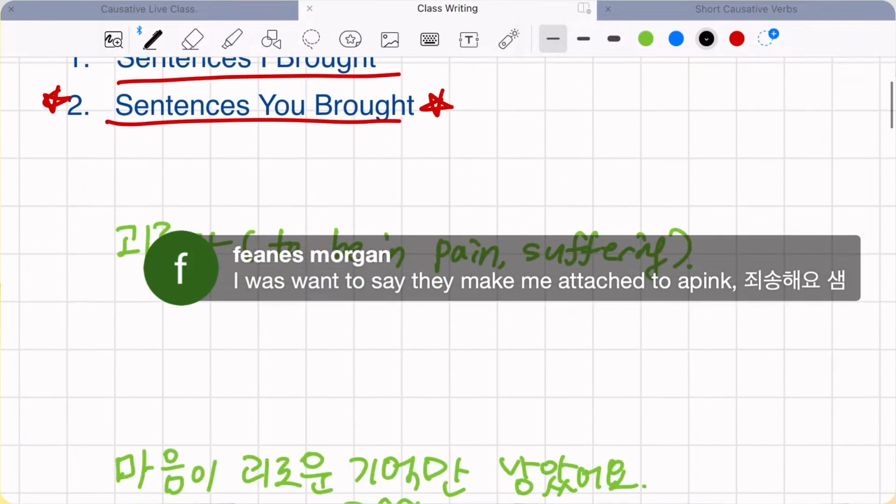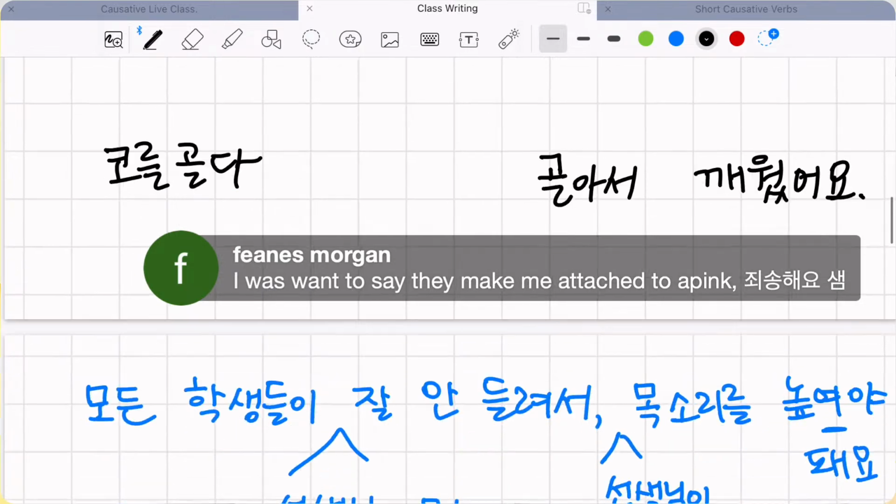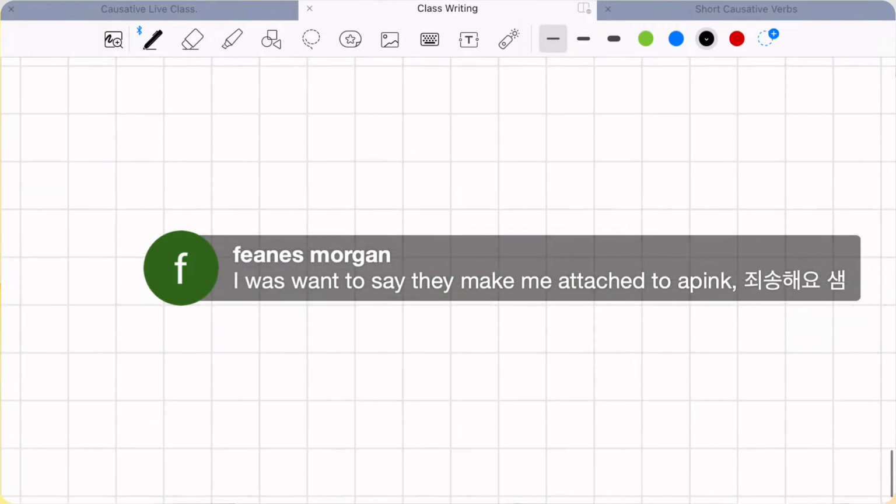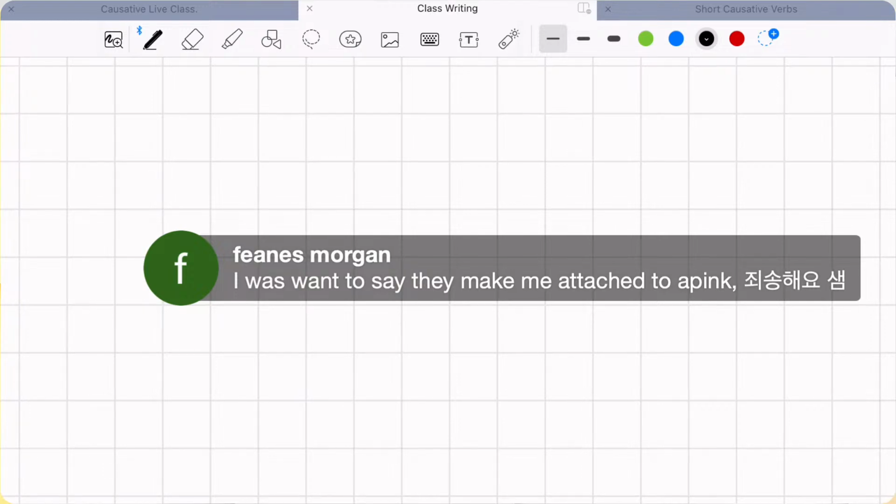I wanted to say they make me attached to a pink. 모건 님. attached to a pink. 그럴 때는 안 쓰고요. So attach, so 붙다 can only be used when you attach something physically. So it can be used figuratively, like if you pass a test, then you can also say 시험에 붙다. But other than that, it's usually something physical, so it has to be sticky. So it doesn't really make sense to use 붙다 in this sentence, Morgan.